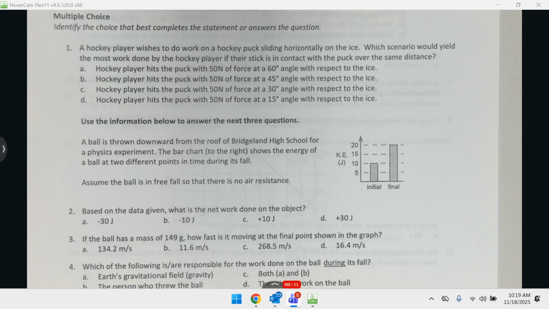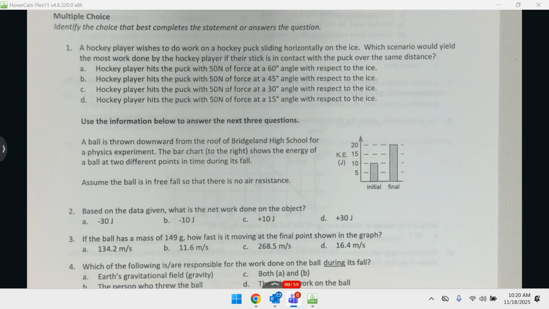Okay, so question number 1, you guys overall did really well on. The campus average on it was an 85%, and it says, a hockey player wishes to do work on a hockey puck sliding horizontally on the ice. Which scenario would yield the most work done by the hockey player if their stick is in contact with the puck over the same distance? This question is really just asking us how the angle at which the force is applied affects the work that's being done. And we've looked at that.